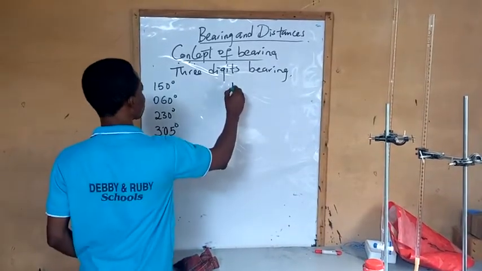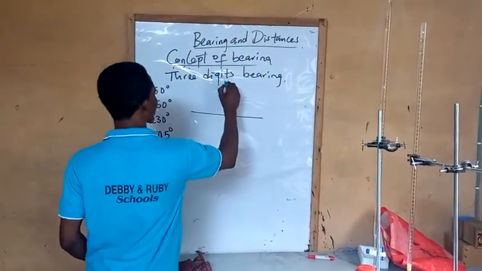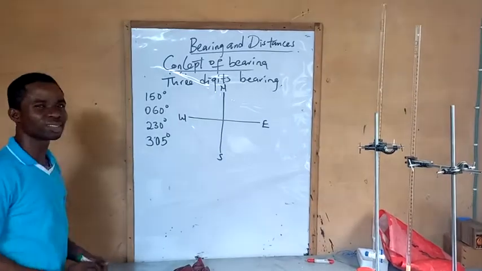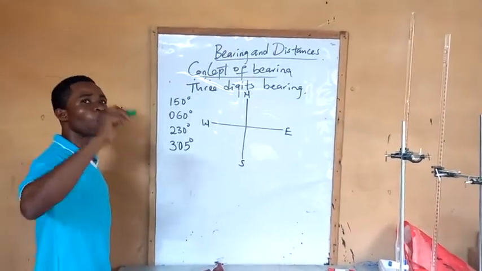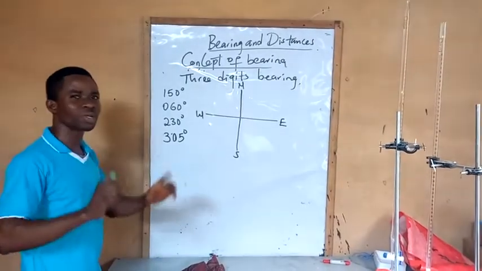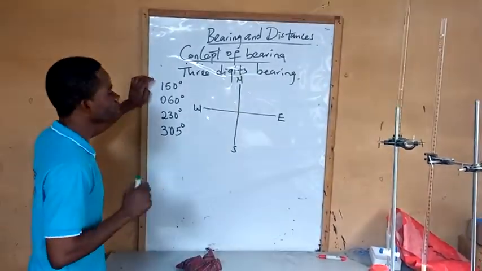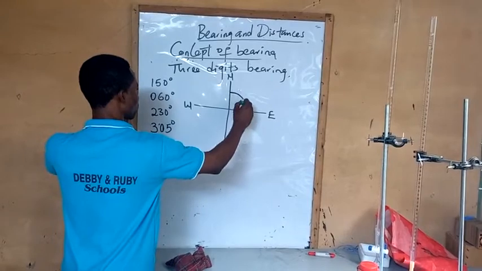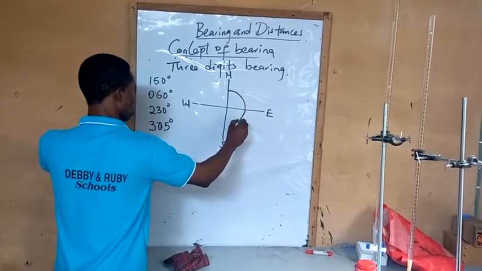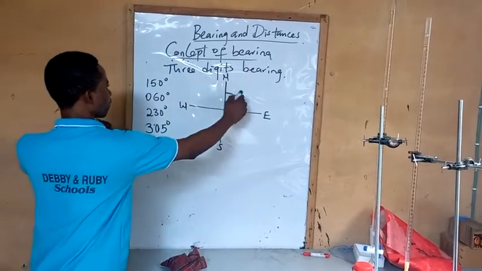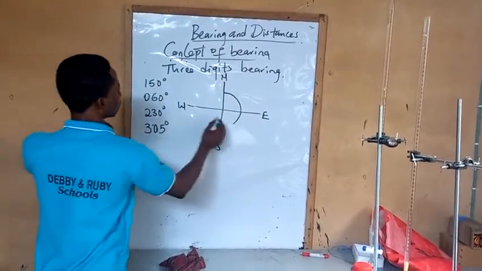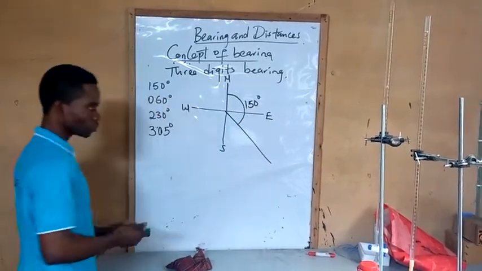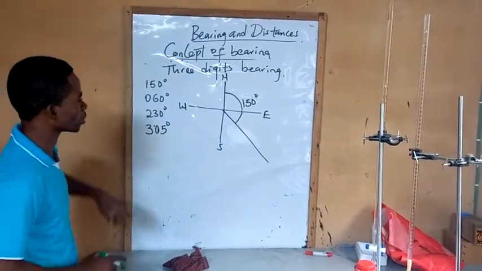When you get 150 degree, you draw your cardinal. Don't forget it's north, east, west, south. Anytime you want to draw a 3-digit bearing, it always starts from the north. That means 150 degree now. Don't forget that I've covered 90. 150 can stop here, because if you cover it like this, it's 180, and they give us 150. So 150 stops here. So everything here is 150. Don't forget, 3-digit bearing always starts from the north.